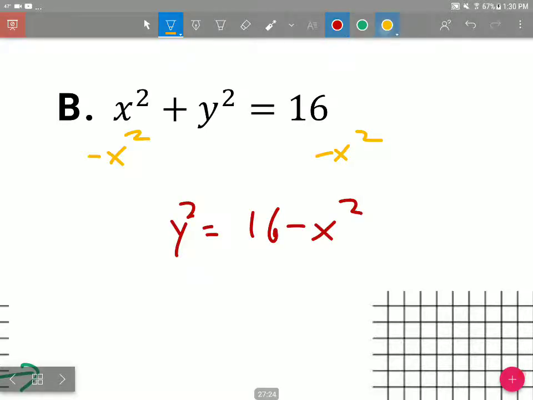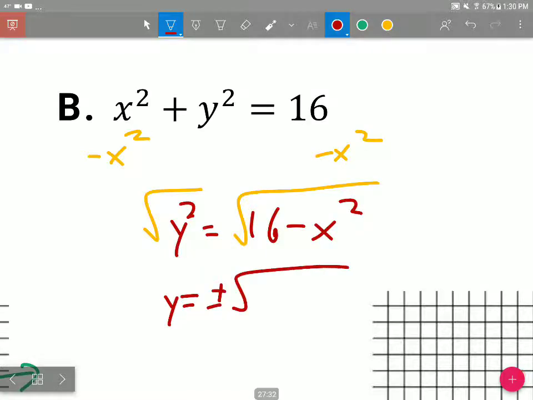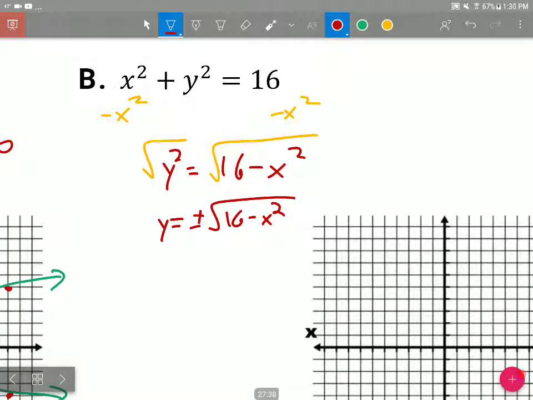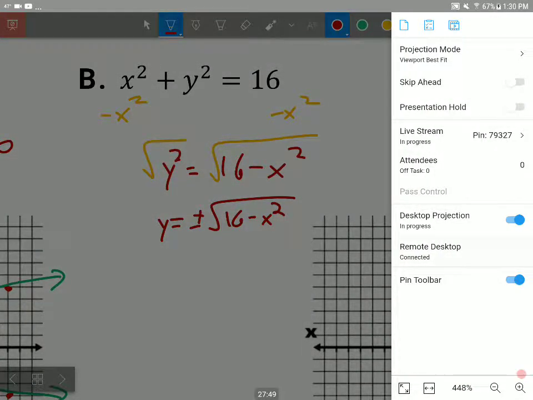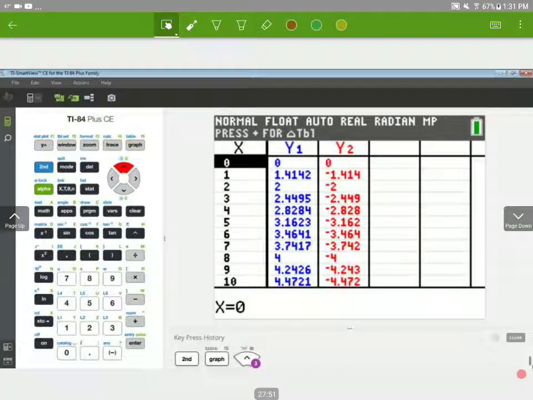To get rid of the y squared, what do we have to do? We have to square root it. So we get y equals plus or minus the square root of 16 minus x squared. Cool? So again, you have to put it in twice. Once for the positive side, that's the top half of it. Once for the negative side, that's for the bottom half of it. And here we go. I'll do it too.